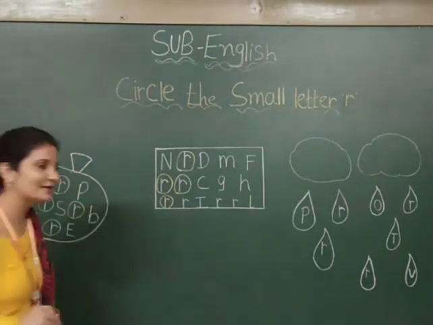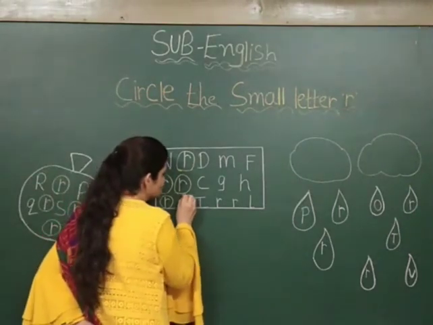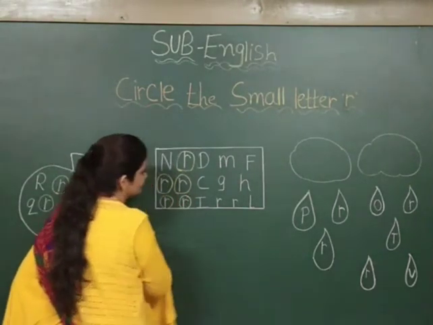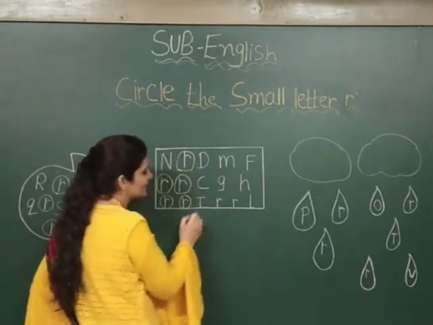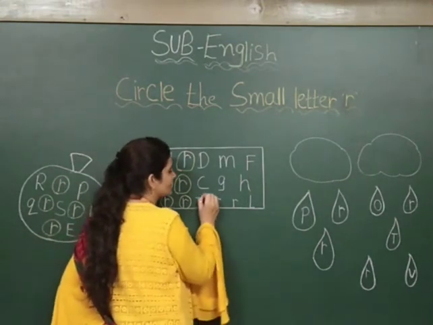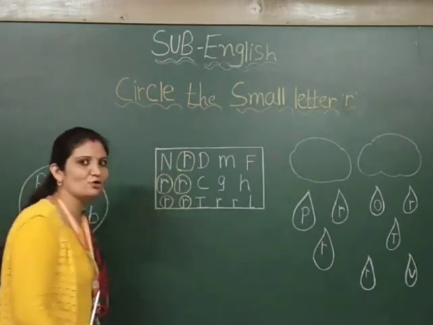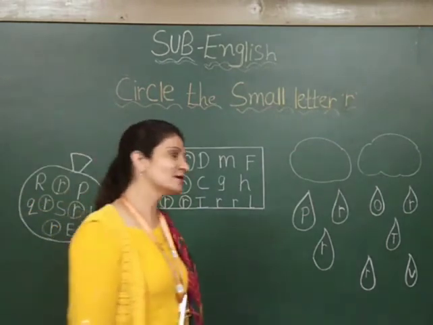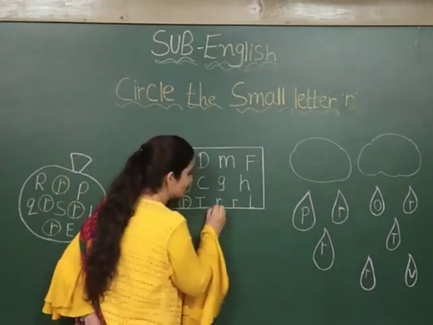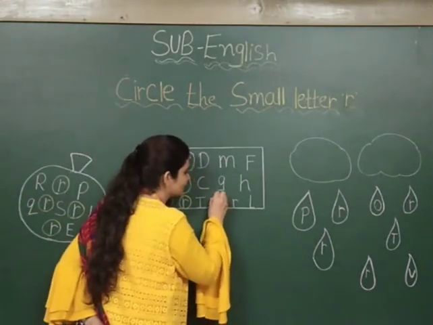This is also small letter R, so circle it. This is capital I. Do we have to circle it? No. We have to circle only small letter R. This is small letter R. We have to circle it.